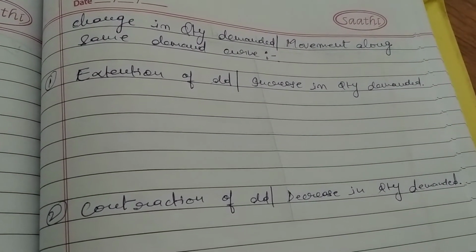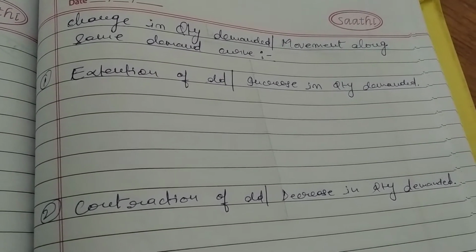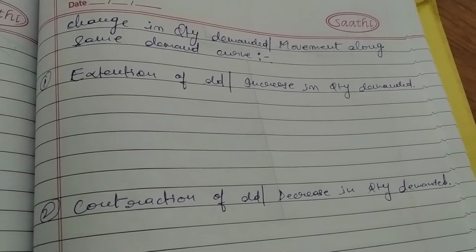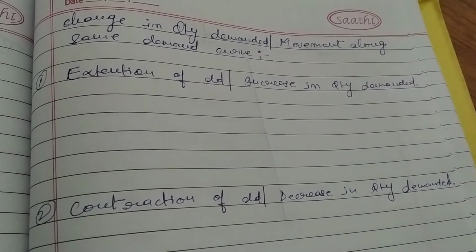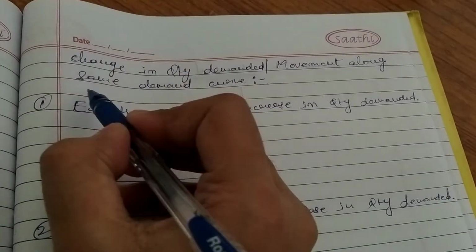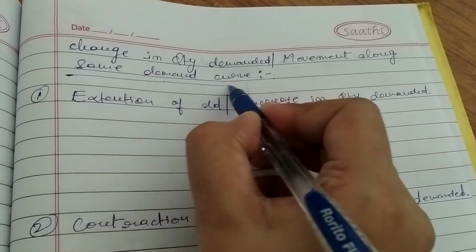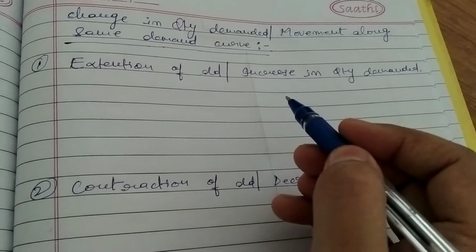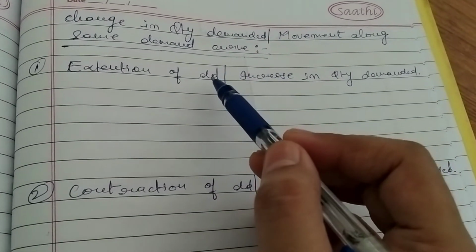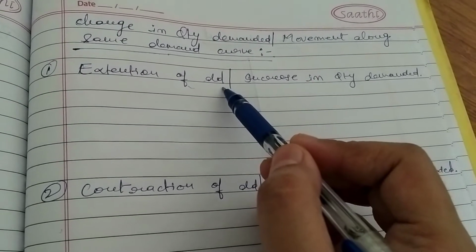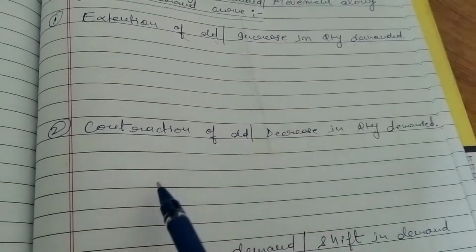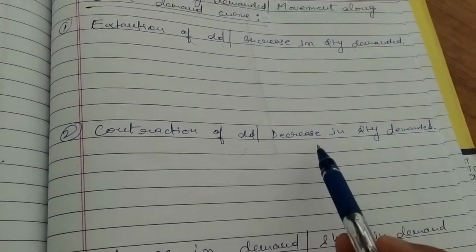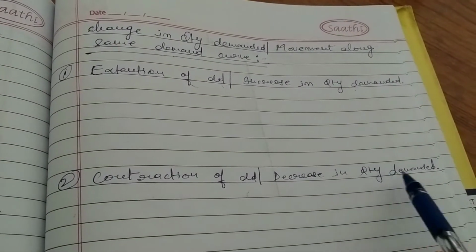Today I will explain change in quantity demanded and movement along the same demand curve. Change in quantity demanded and movement along the same demand curve mean the same thing. There are two words by which we call it. It is of two types. First is extension of demand, which is also known as increase in quantity demanded, and contraction of demand, which is also known as decrease in quantity demanded.